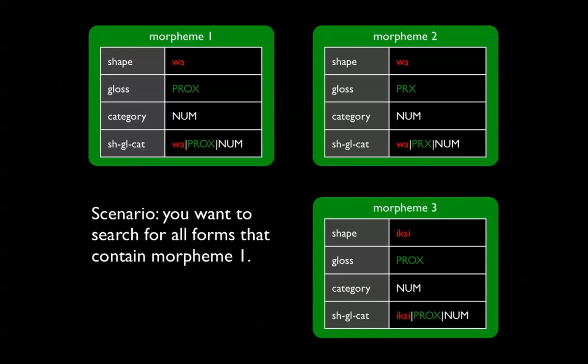The OLD also allows users to search for forms that contain specific morphemes. Imagine that we want to retrieve all forms that contain just morpheme 1, but our database also contains morphemes 2 and 3. Morpheme 2 has the same shape as morpheme 1, and morpheme 3 has the same gloss as morpheme 1. But notice the shape gloss category field in the bottom rows of all of these tables. This is automatically generated by serializing the values of the fields in the first 3 rows. The shape gloss category is essentially a unique signature for each morpheme.